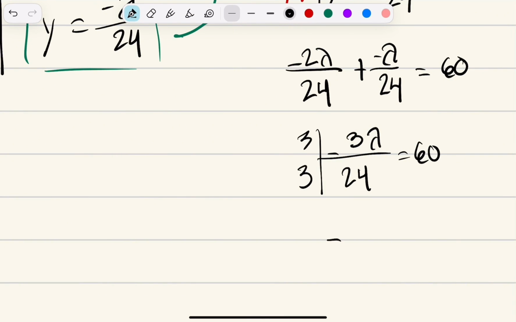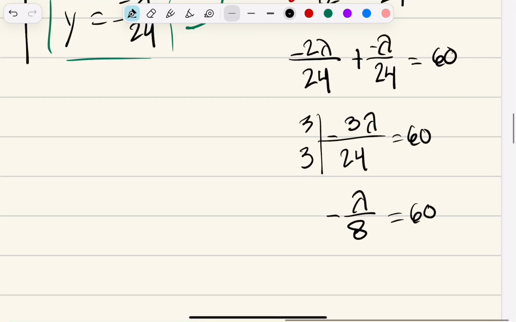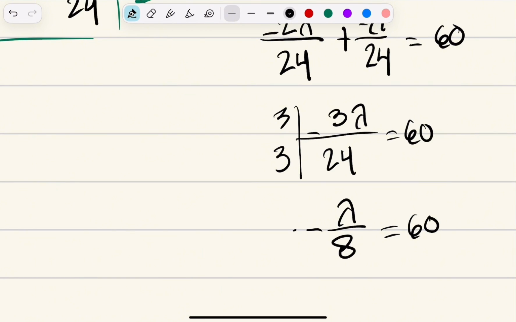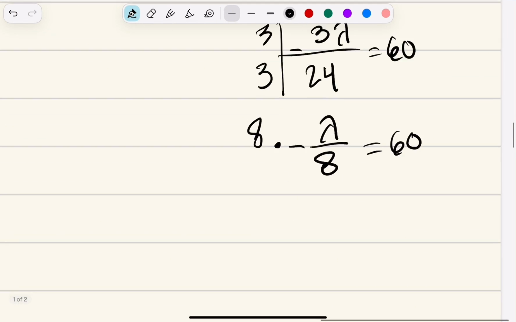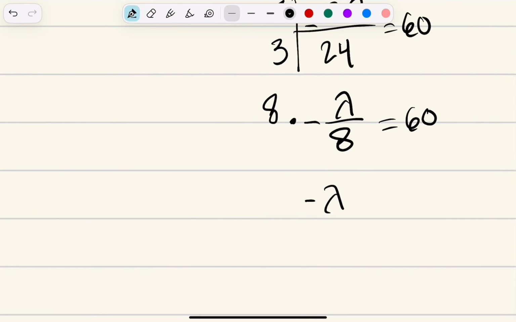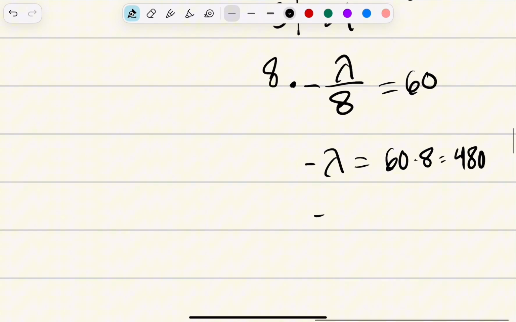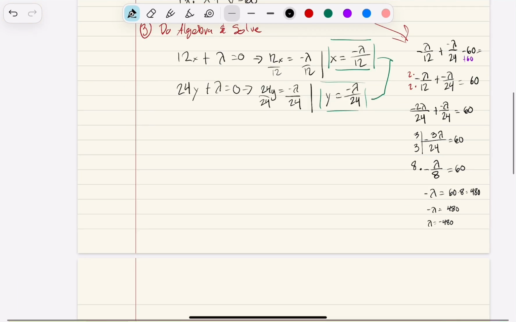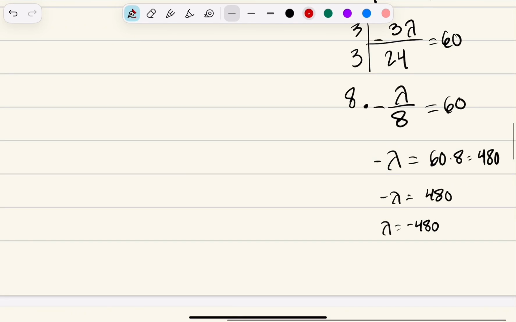Simplify, and we end up with negative lambda over 8 equals 60. And then we multiply by 8. We end up with negative lambda equals 60 times 8, which is 480. But we can't have a negative lambda, so we quite literally just move the negative sign to the other side. Alright, and so now we found our lambda.